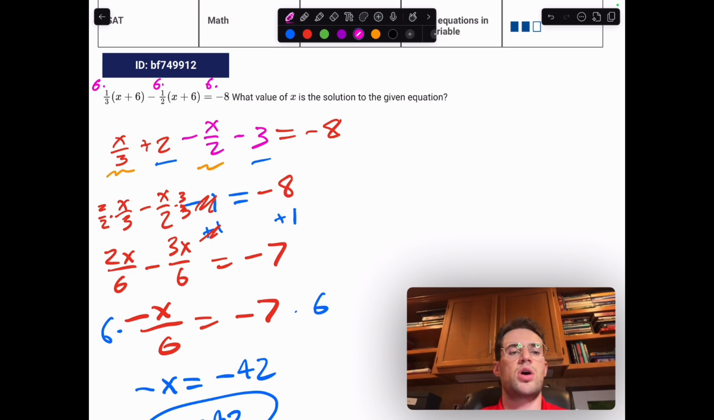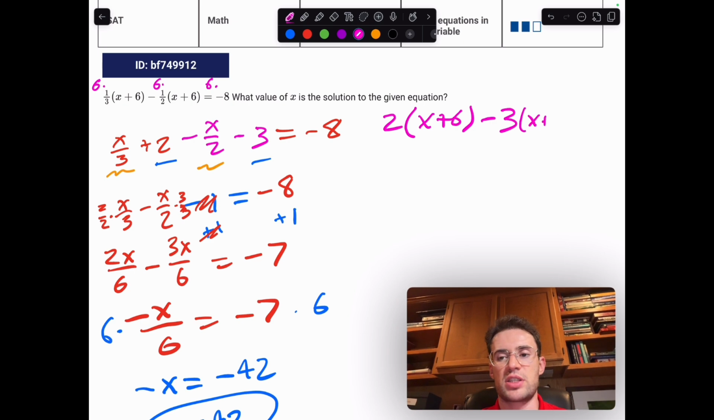Right, so 6 times 1/3 would be 2. 6 over 3 is 2. So we'd end up with 2 times x plus 6 minus 6 times 1/2 would be 3. And half of 6 is 3. So minus 3 times x plus 6 equals, and then 6 times -8. Don't forget to do it on the right side as well. Equals -48. All right, so once you have it like this, then you don't have to worry about the fractions.